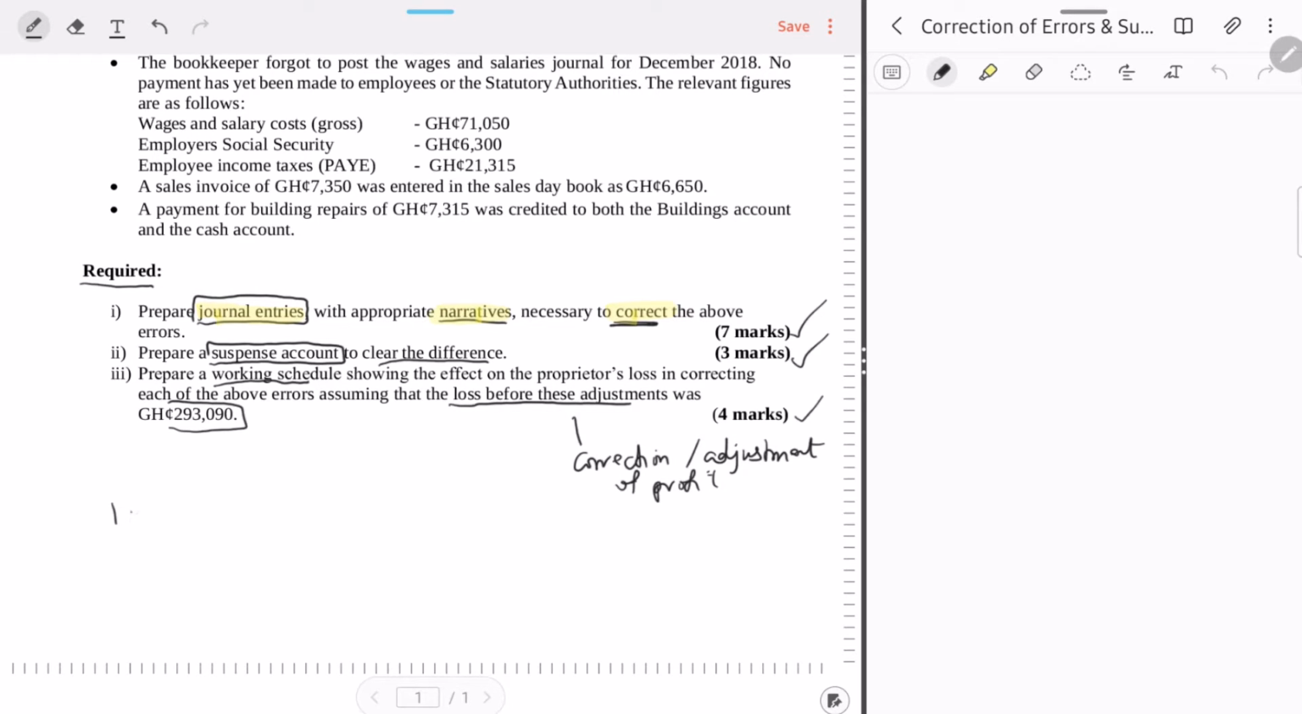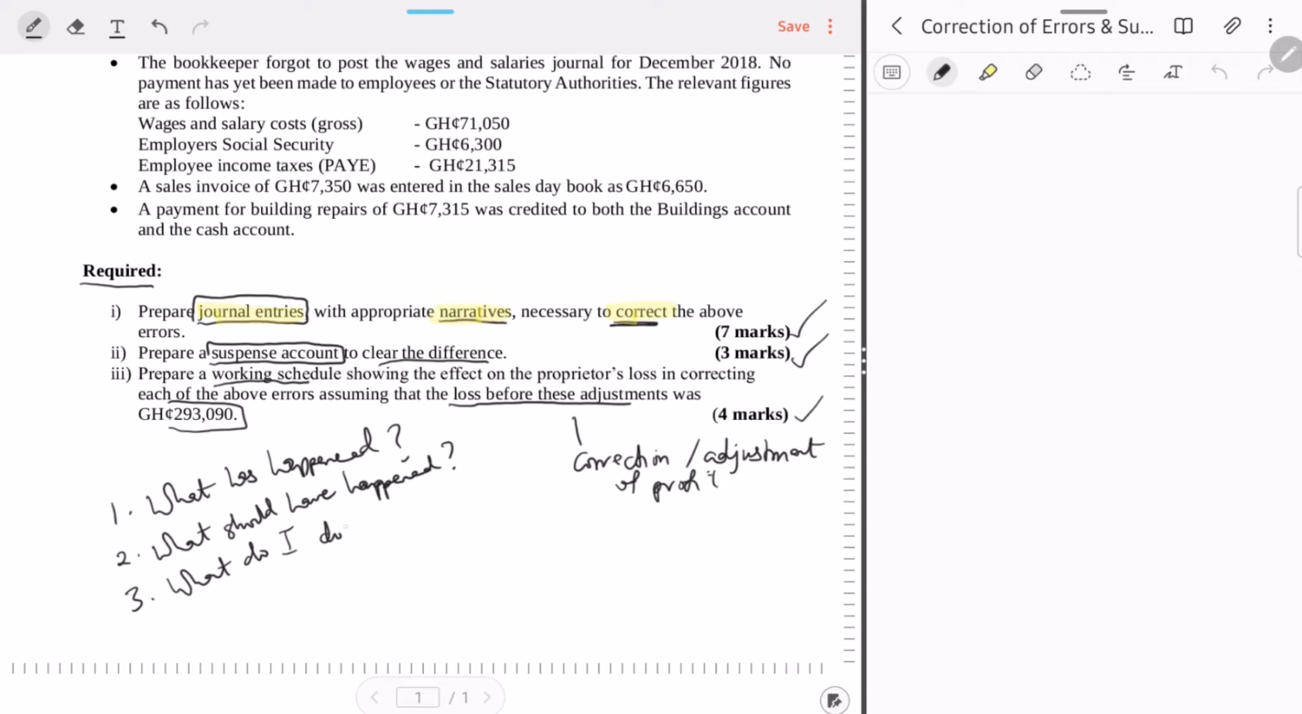First question you ask yourself is, what has happened? That's the first question you ask yourself. What has happened? The next question you ask yourself is, what should have happened? So first question, what has happened? Next question is, what should have happened? And the third question is, what do I do to make or to correct the difference?